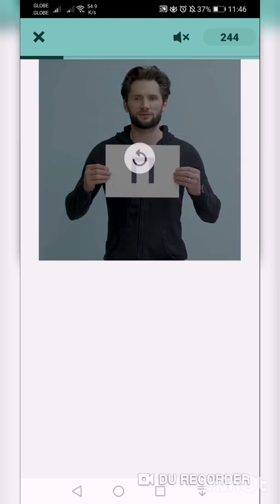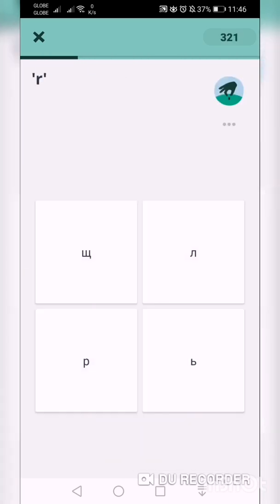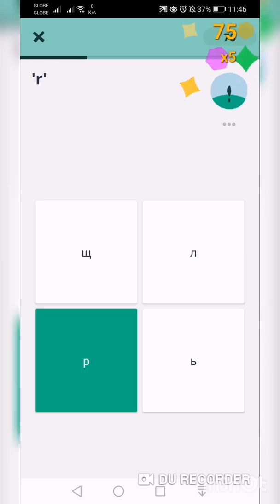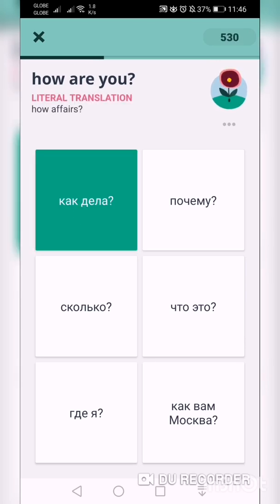Okay, we know that that's P. What makes the rolled R sound? Small letter P. How are you? Как дела? Как дела? Как дела?